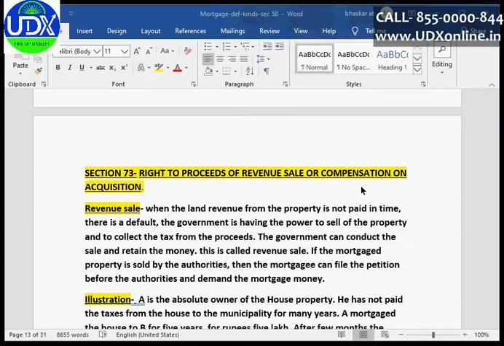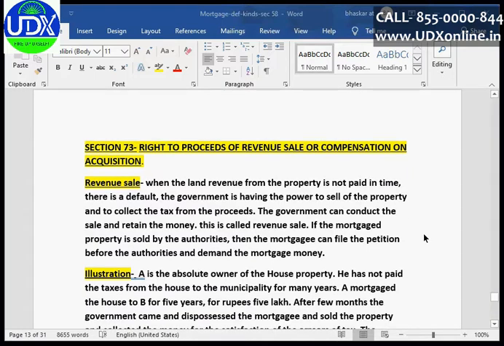to go, seize the property, confiscate the property, and conduct the sale of that property openly, lawfully, tastefully, and collect that amount of money in satisfaction of the tax. Such a sale is called revenue sale.